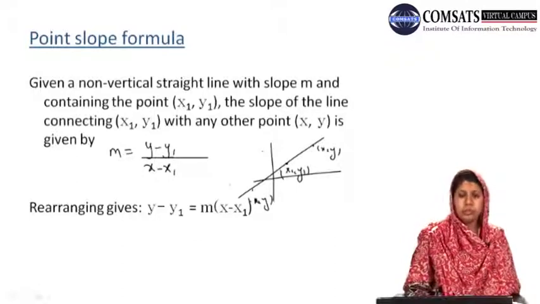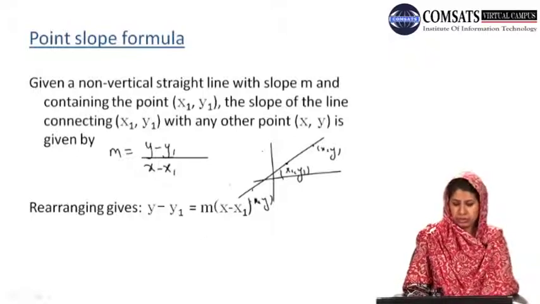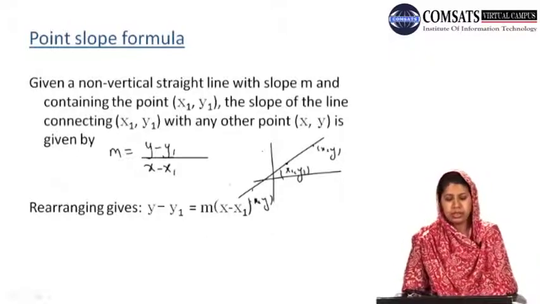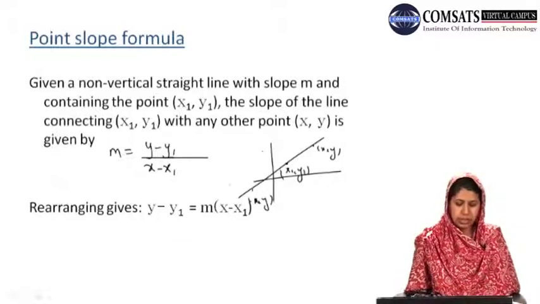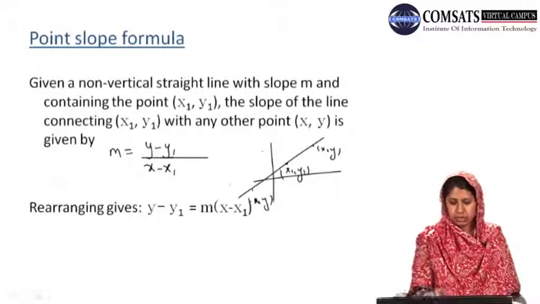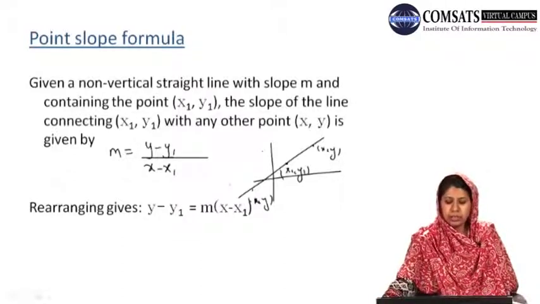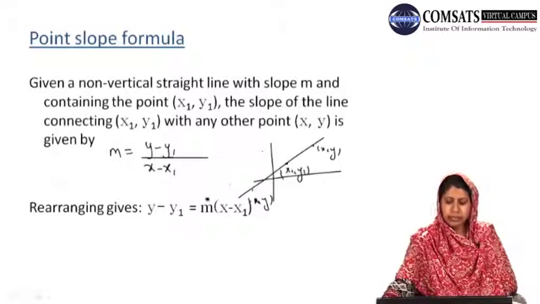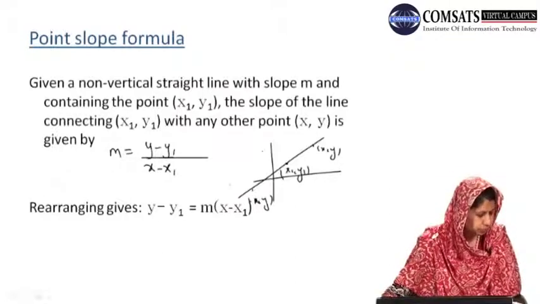Then the slope of such an information, that is when we are provided with a point lying on the line, will be y minus y1 over x minus x1, and rearranging this equation we obtain the equation y minus y1 is equals to m into x minus x1. So this is basically the point slope formula, where m represents the slope and x1, y1 is the point lying on the line.